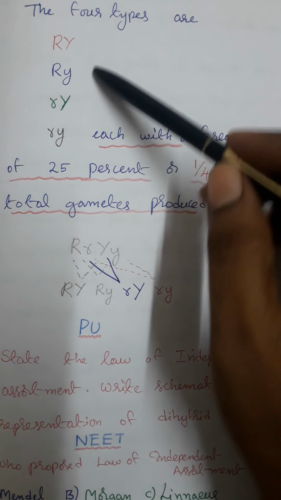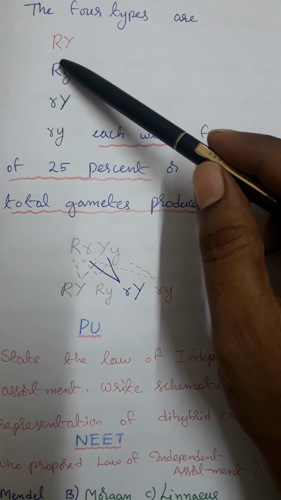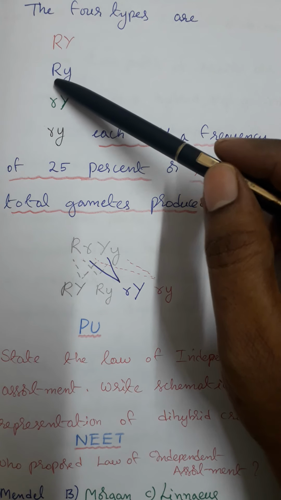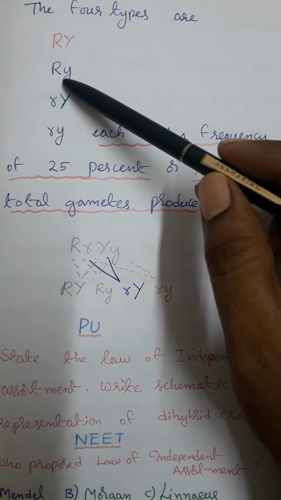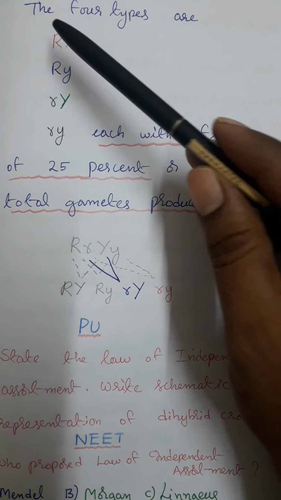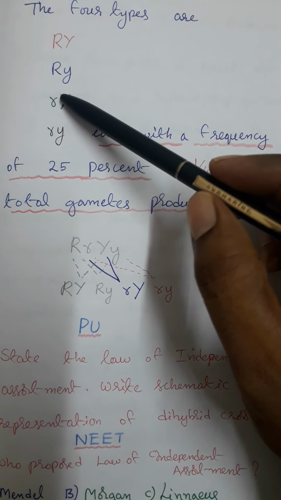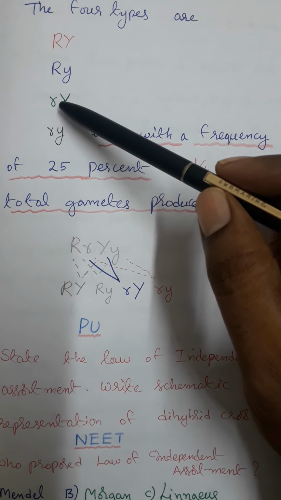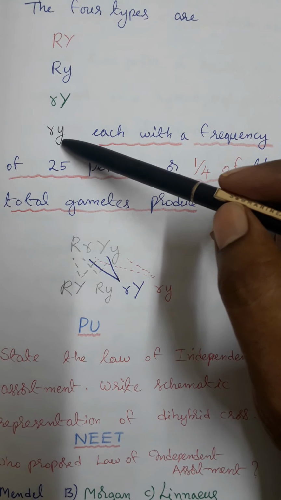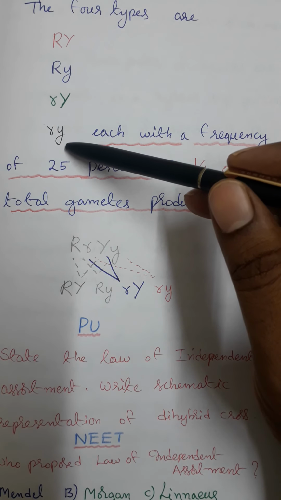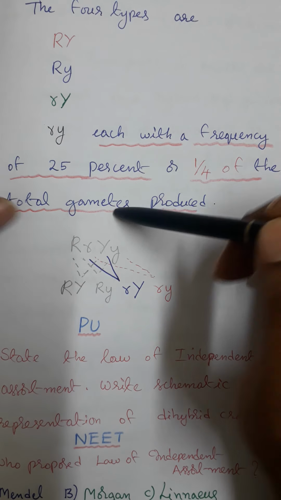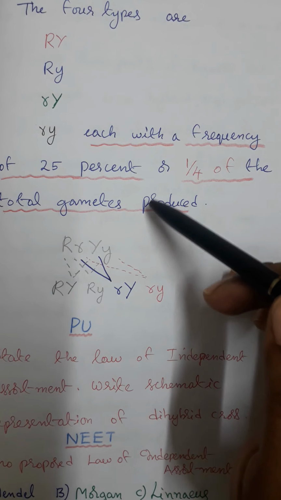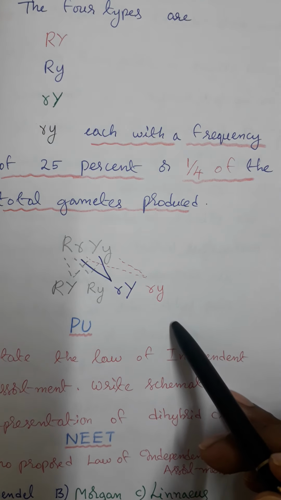Among these four gametes, how many gametes contain the R, Y genes? 1. How many contain the R, y genes? 1. So 1 by 4. How many gametes contain the r, Y genes? 1 gamete. And the r, y genes containing gametes, 1. So 1 by 4, each with a frequency of 25% or 1/4 of the total gametes produced.